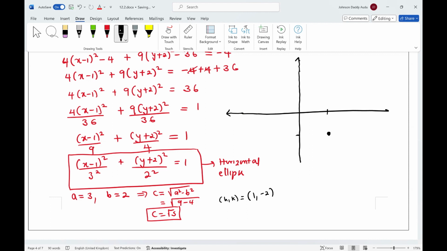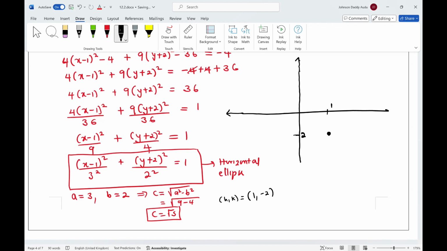And remember, this is a horizontal ellipse. Since it's a horizontal ellipse, it means the major axis is going to be what? It's going to be horizontal. Yes? So our major axis is going to be on this same line, right? Let me write it again. This is 1, and this is minus 2. This is (1, -2).